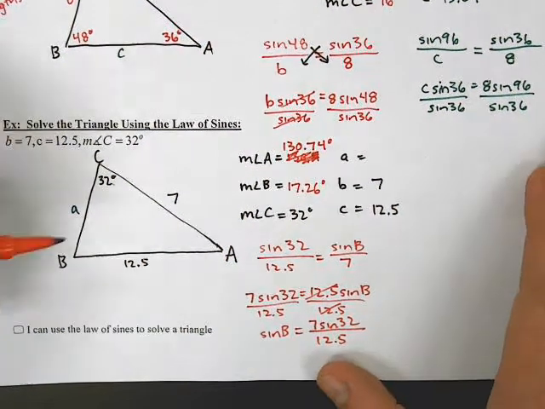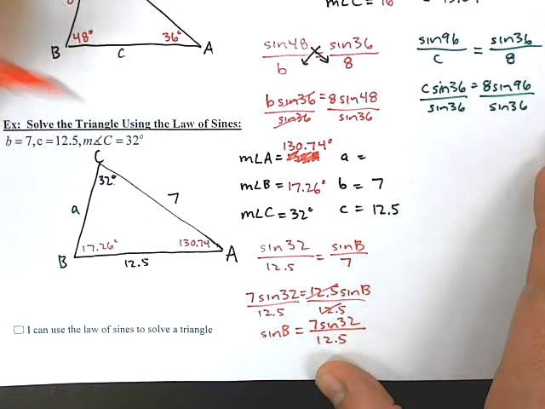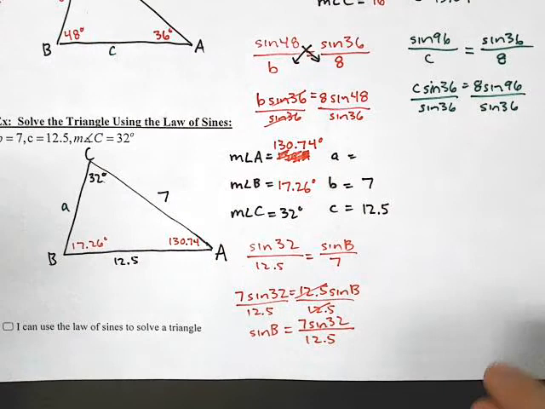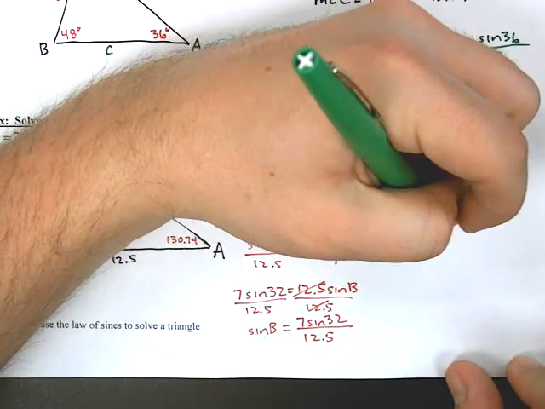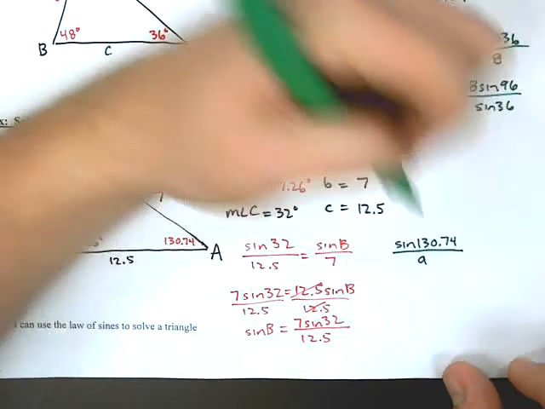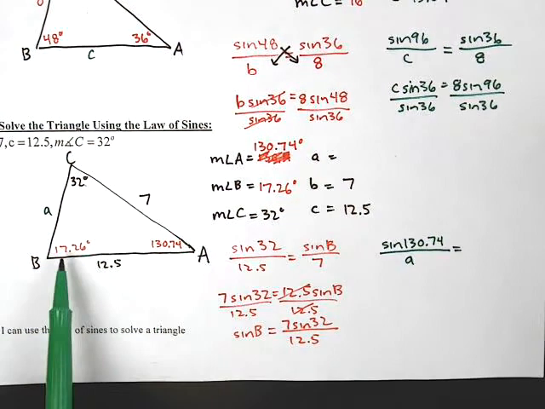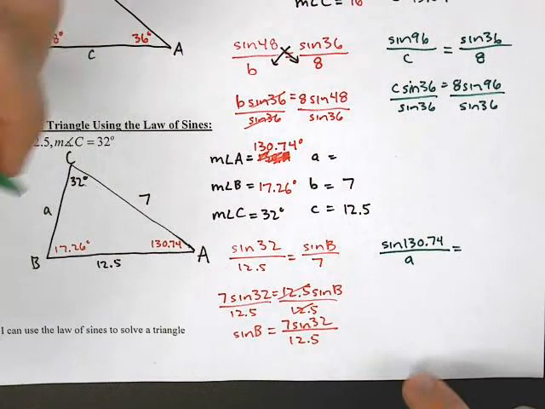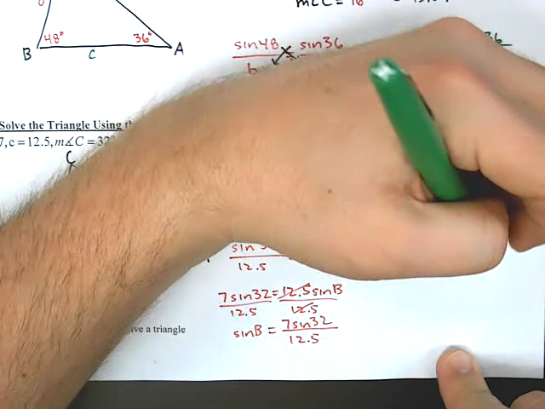And I should probably label some of this. This was the 17.26. This is 130.74. And now all we have is one more unknown. We need A. So we know that we're going to have to do sine of that 130.74 all over A, and that's going to be equal to, and again, which one do we choose? Do we want to use the B's that we just rounded, or do we use our knowns? Let's use our exacts. Excuse me, I should say exacts, not knowns. So sine of 32, which is angle C, across from side C, 12.5.